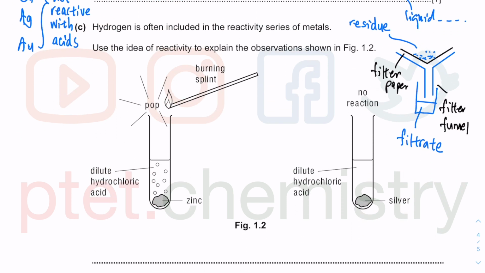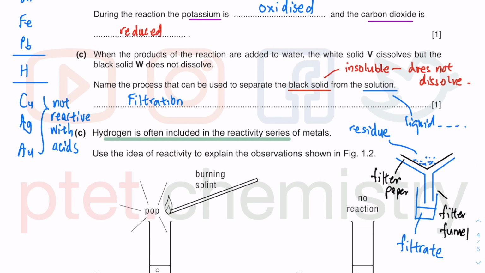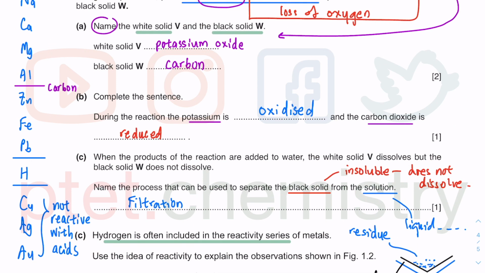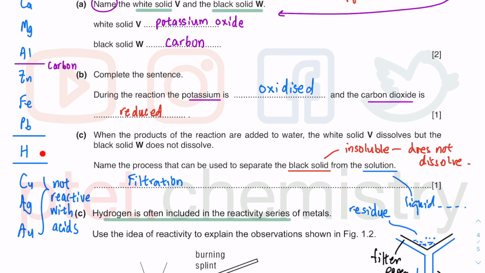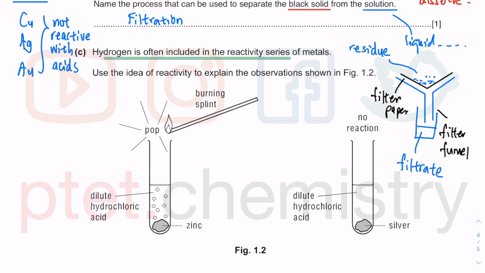Part C, so we said that hydrogen is often included in the reactivity series, as we saw the mnemonic earlier, and then hydrogen is there, and these metals below hydrogen are less reactive than hydrogen. They don't react with acid. All the metals above hydrogen in the reactivity series will react with acid, and they will give you hydrogen gas. That is why hydrogen gas will produce a pop sound with a burning splint.